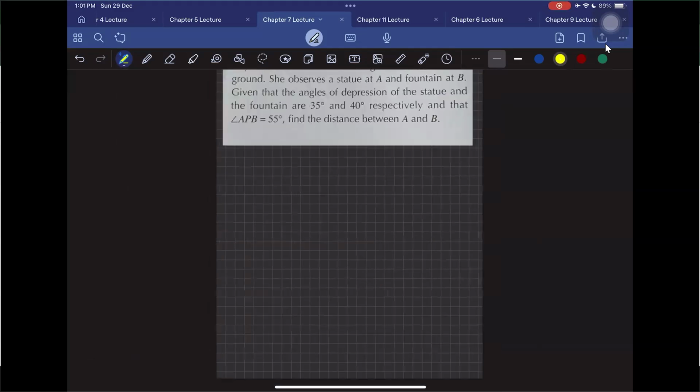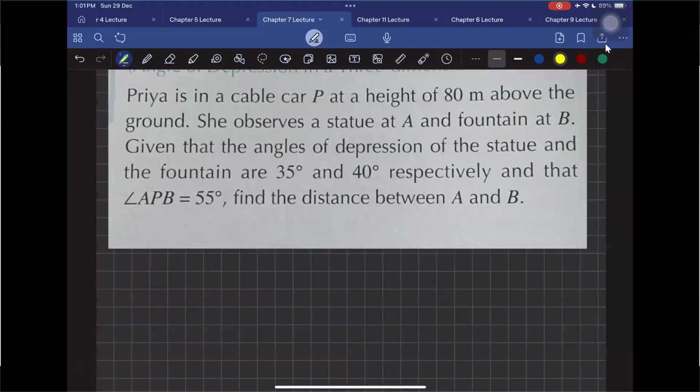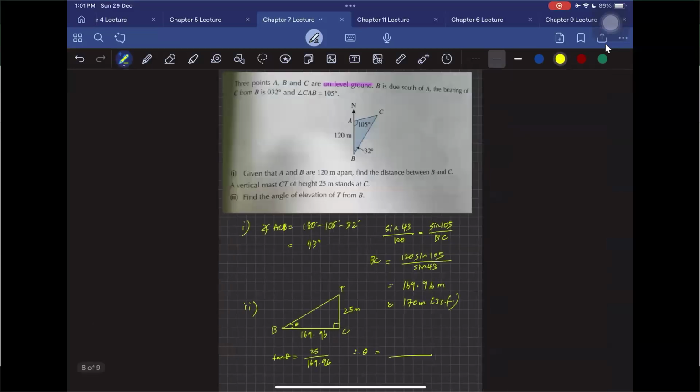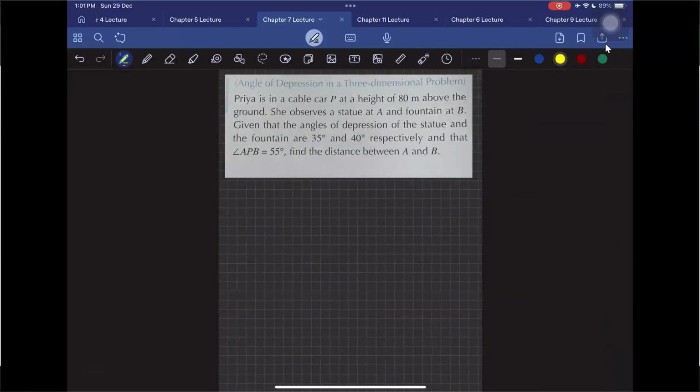So now let's move on to the last question for today. I would say the challenge comes in when they don't give you any diagram. So you have to be able to draw everything out yourself without the diagram given to you. So let's take a look at this question. Priya is in a cable car P at a height of 80 meters above the ground. So always draw it out as you read.